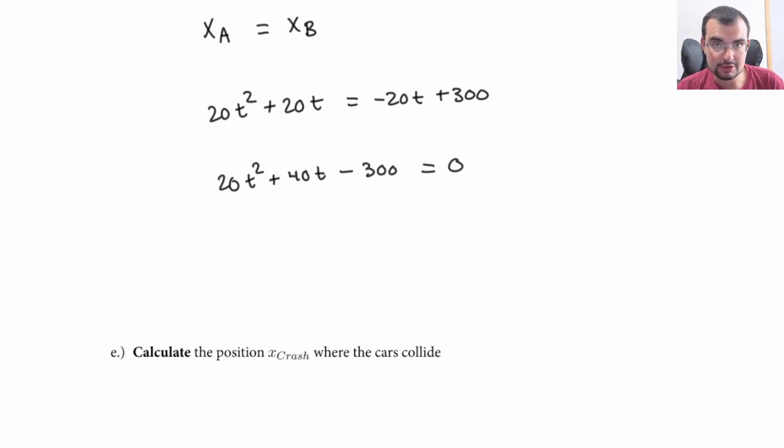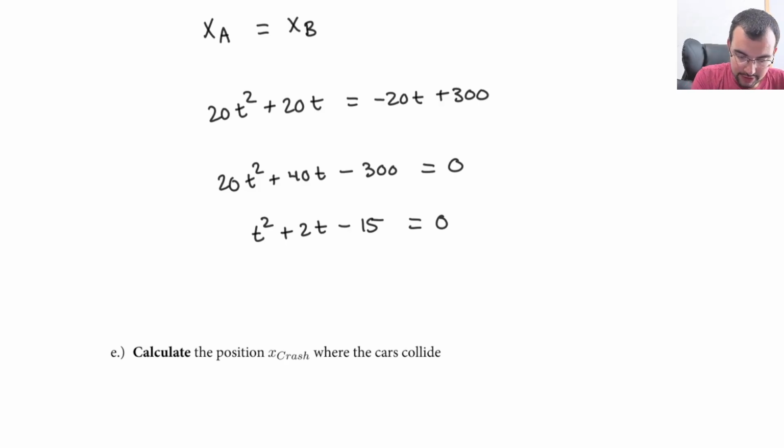And you could Desmos this, of course, but I design everything to work out nice. So we're going to take out a 20 from everyone. We get t squared plus 2t minus 15 equals 0. Yeah, that definitely works, because now it's just a factoring question. Can I think of two numbers that multiply to negative 15 and add to 2? Yeah, because it's 5 and 3. So I can do plus 5 and minus 3 equals 0.